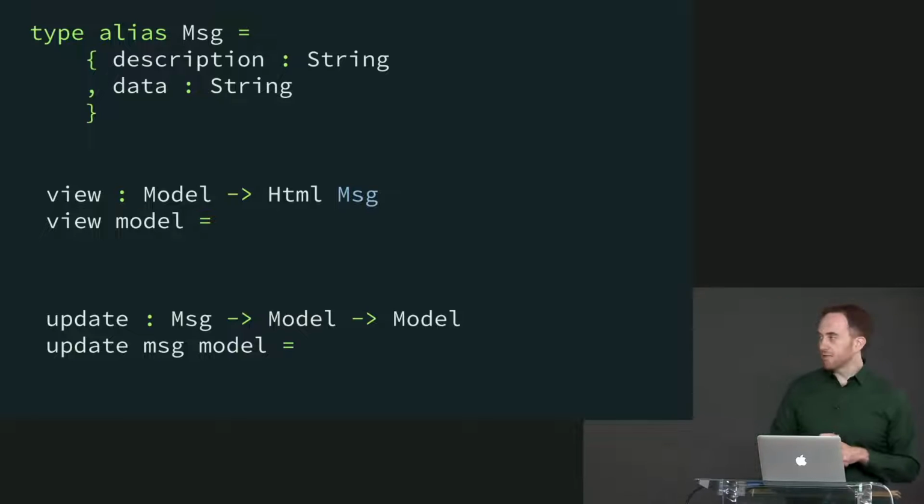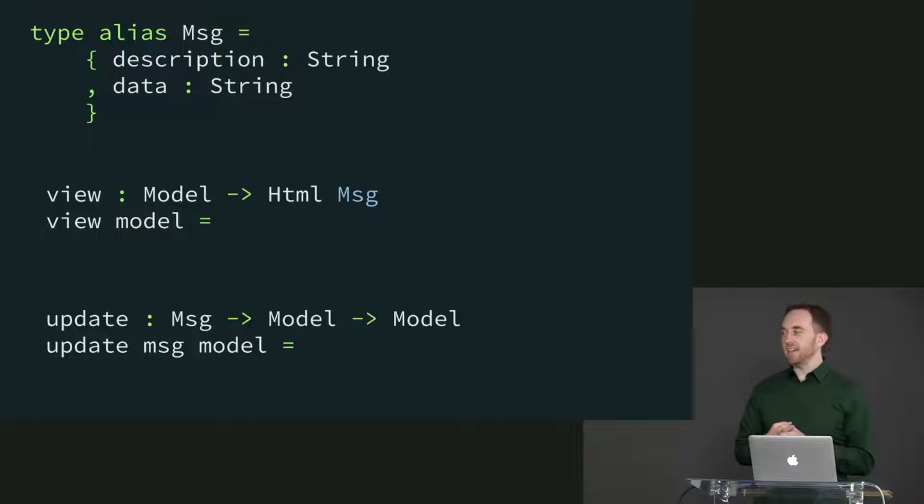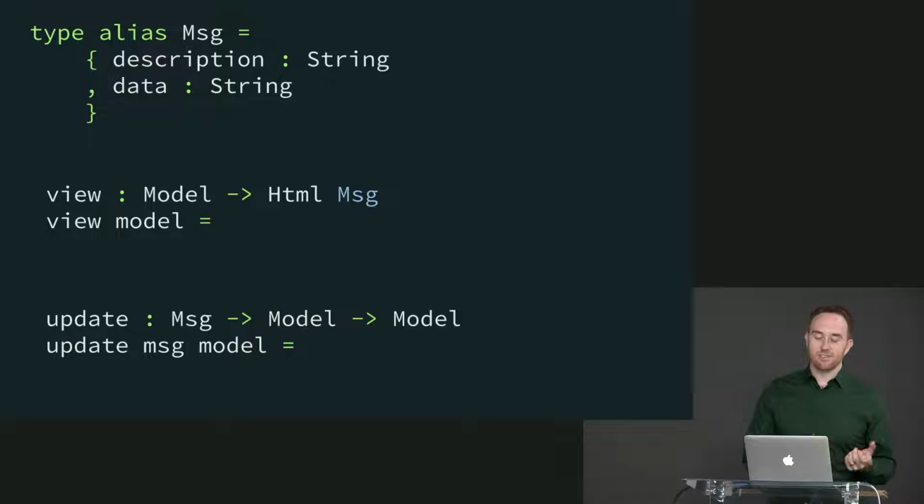Now, if you're like me, the first time you saw a type annotation like this, you thought, that looks weird. That doesn't look like that's what it's saying. It looks like it's saying it takes a message and then returns a model and then returns another model. What's going on there? Why are there two arrows there? Shouldn't it be something like message comma model?